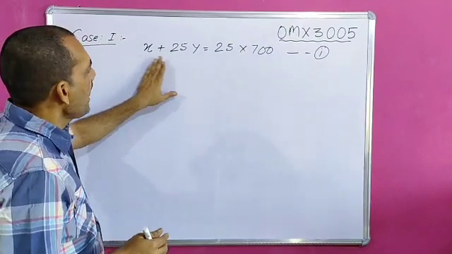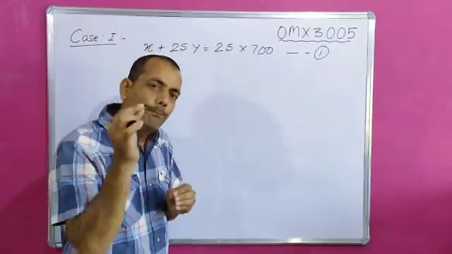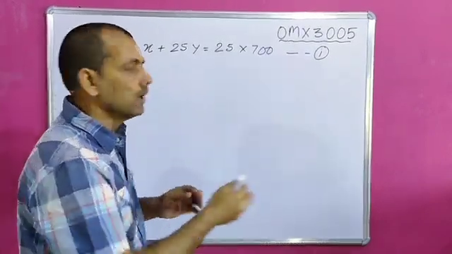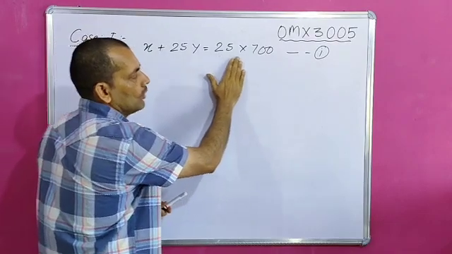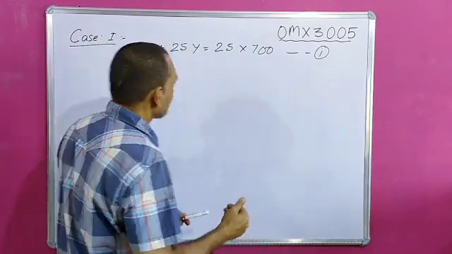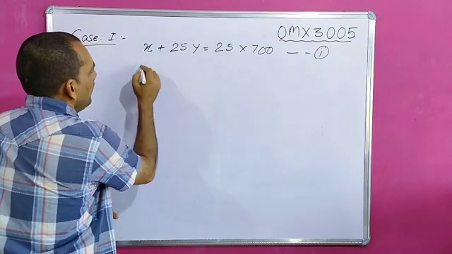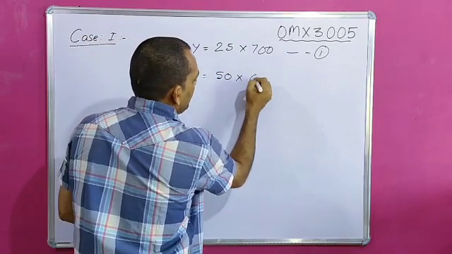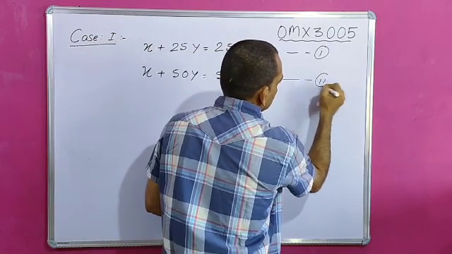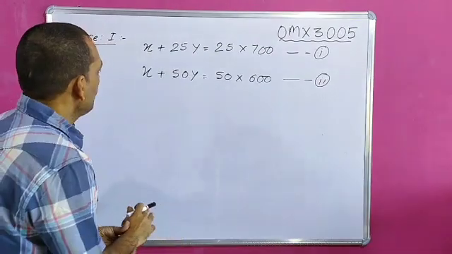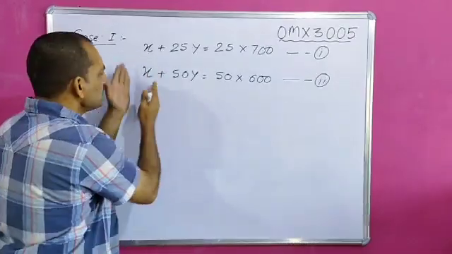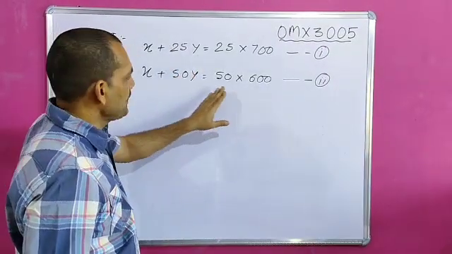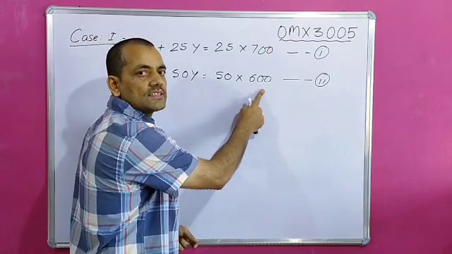So X is fixed cost and Y is per boarder expense. So this Y is expense per boarder. So X plus 25Y is equal to this, as was statement 1, case 1. Now in case 2, it is said that if the number of boarders is 50, then this is 50 into 600. Now in the second case, X is constant in both the cases. Why? Because this is a fixed cost. This will not change. So 25 into Y and 50 into Y. Now this time the total cost is 50 into 600.